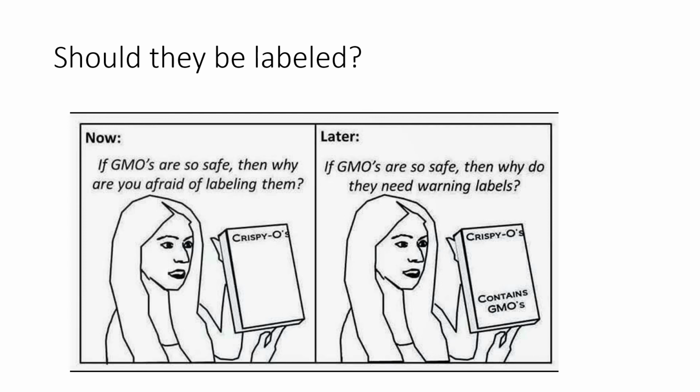So, this cartoon really sums it up. When people are advocating for labeling, they say, well, if GMOs are so safe, then why are you afraid of labeling them? But we also know that if we do start labeling GMOs, then this argument will be made: if GMOs are so safe, then why do they need warning labels? It really is not something that's as simple as it sounds.